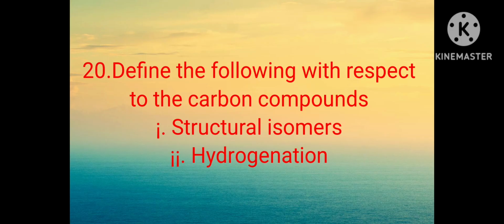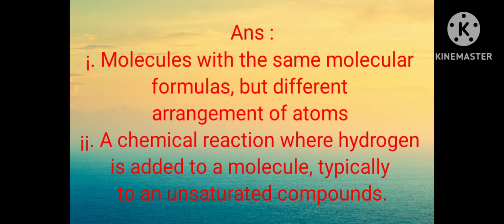Find the following with respect to carbon compounds. First one, structural isomer. Second one, hydrogenation. Answer: molecules with the same molecular formula but different arrangement of atoms are called structural isomers. A chemical reaction where hydrogen is added to a molecule, typically an unsaturated compound, is called hydrogenation.